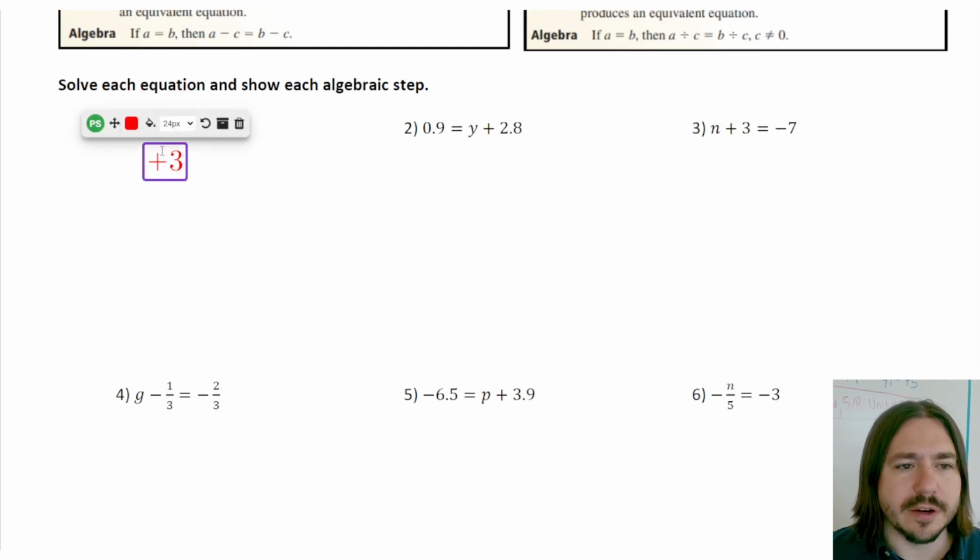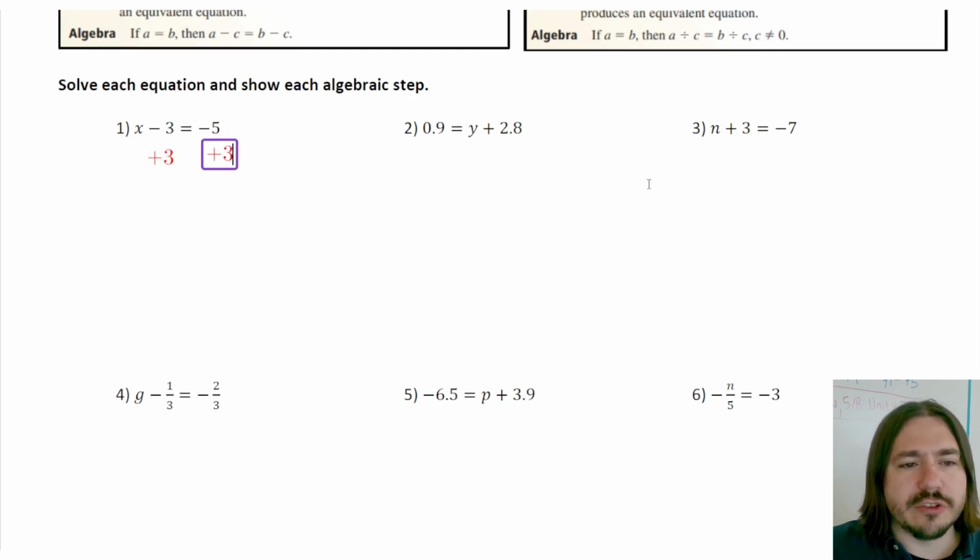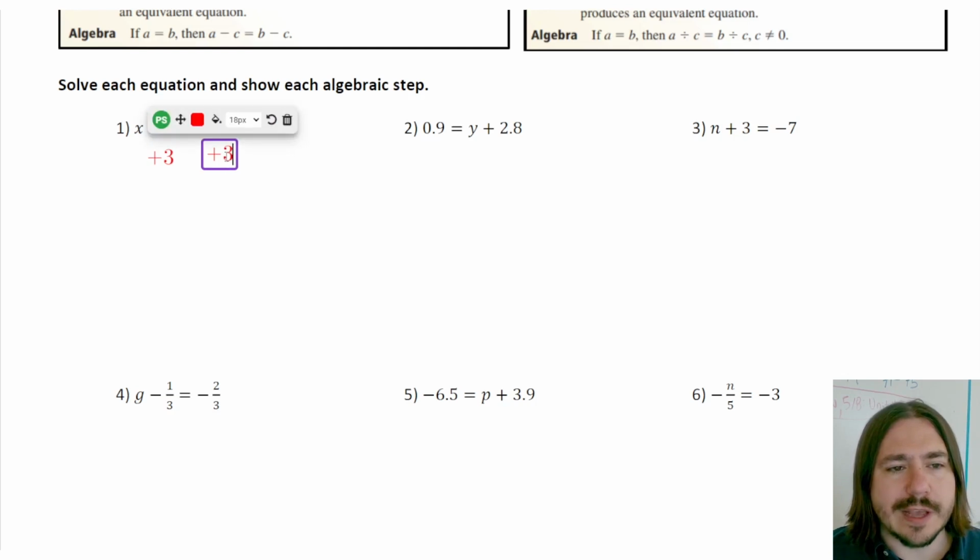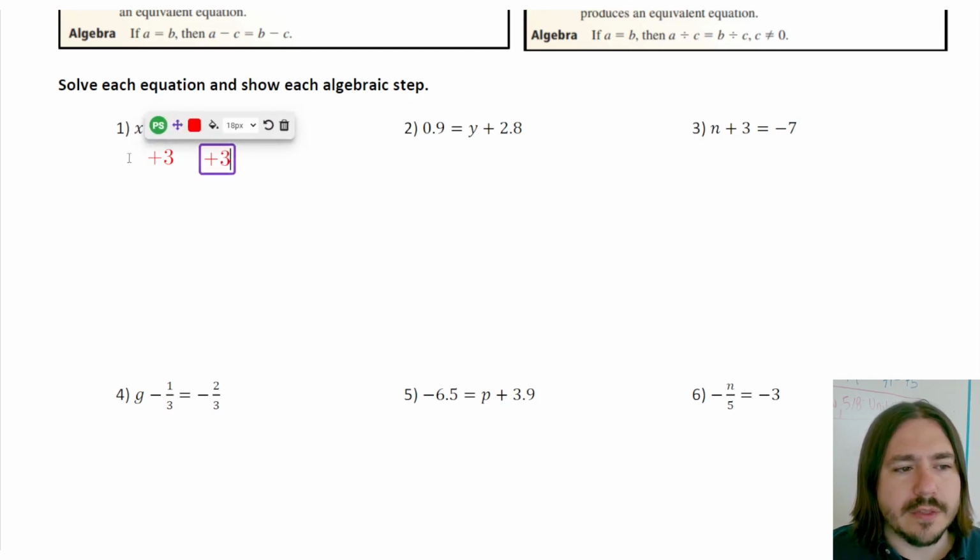Let's make that a little smaller here. Now, the way I'm going to show this is just writing plus 3 on both sides. And then I'm going to draw a little horizontal line here to section off my work.